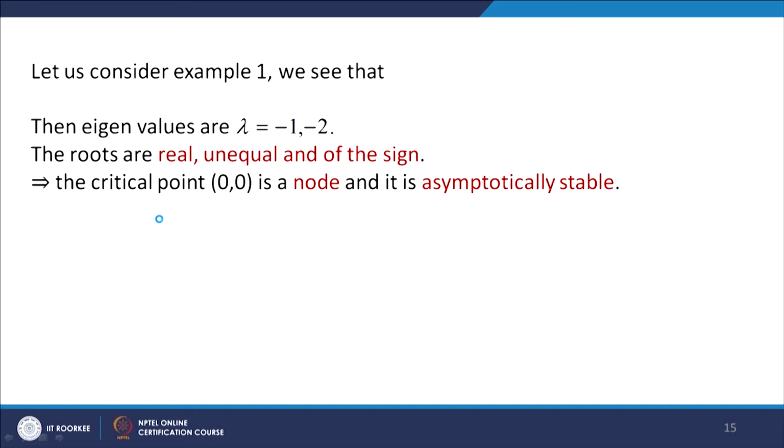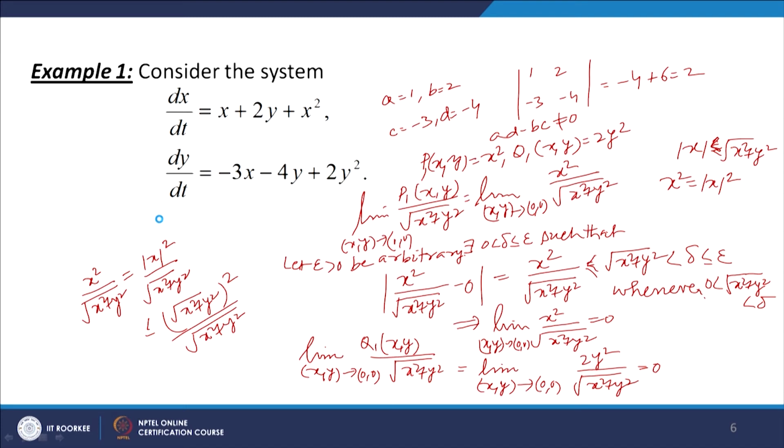Let us go to example 1. So this is example 1: dx/dt = x + 2y + x², dy/dt = -3x - 4y + 2y². So let us consider the type of the critical point (0,0) here. Let us write the corresponding linear system: dx/dt = x + 2y, dy/dt = -3x - 4y.